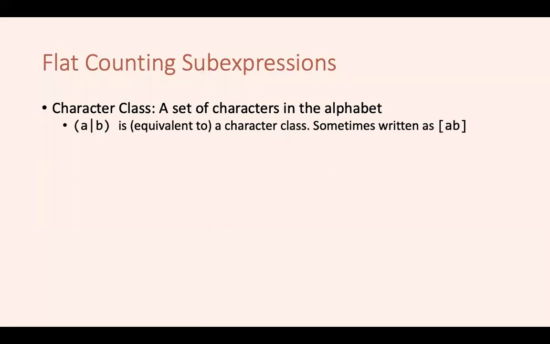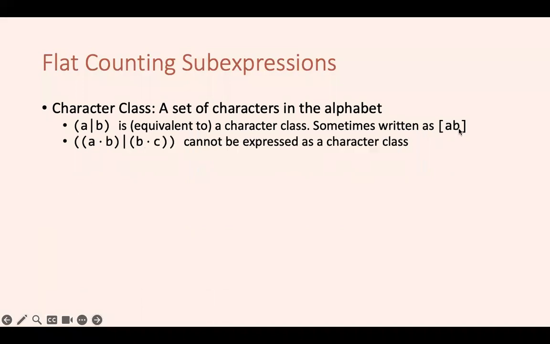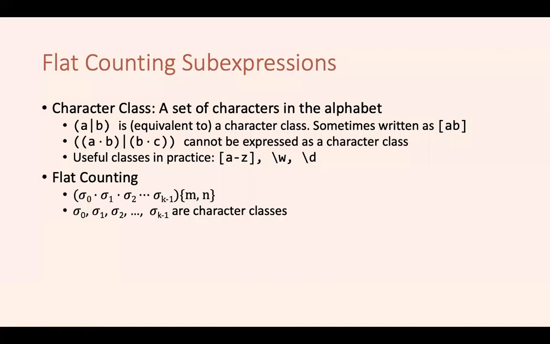So for example, A or B is a character class, and you will often see in practice it's written like this. However, this is not a character class. This is like the expression AB or BC. And often you will see character classes like this, which is like either A through Z, or \w is for word characters, or \s is for white space, or \d is for digits. So this is what I mean by character class.